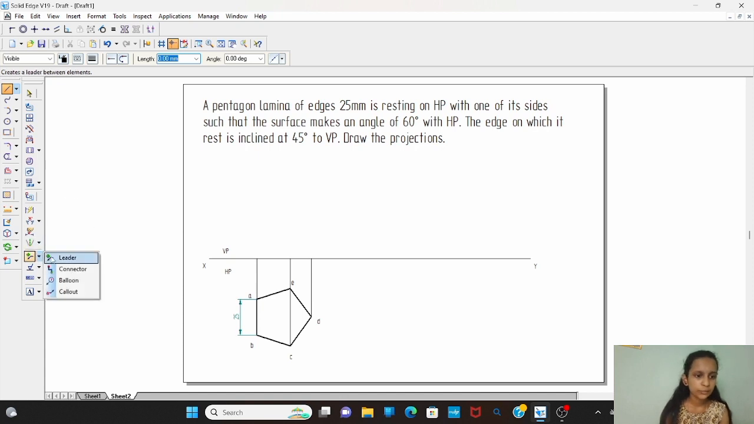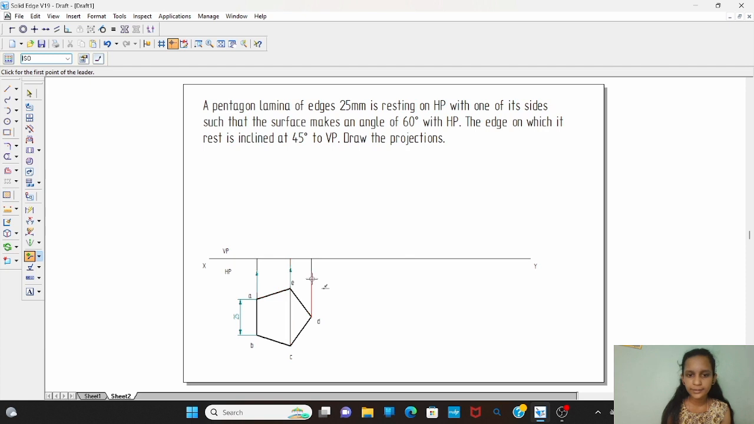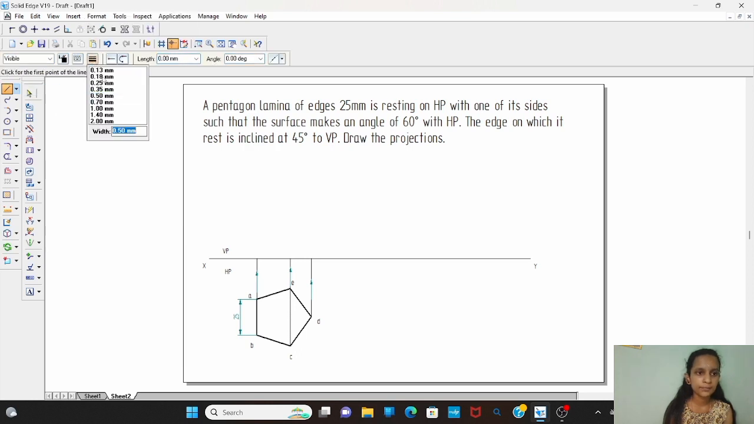Select the leader and show the arrow mark. As they all are moving upward, show the upward direction. Move to line option and select the line of thickness 0.50 mm. Join all the three corners.